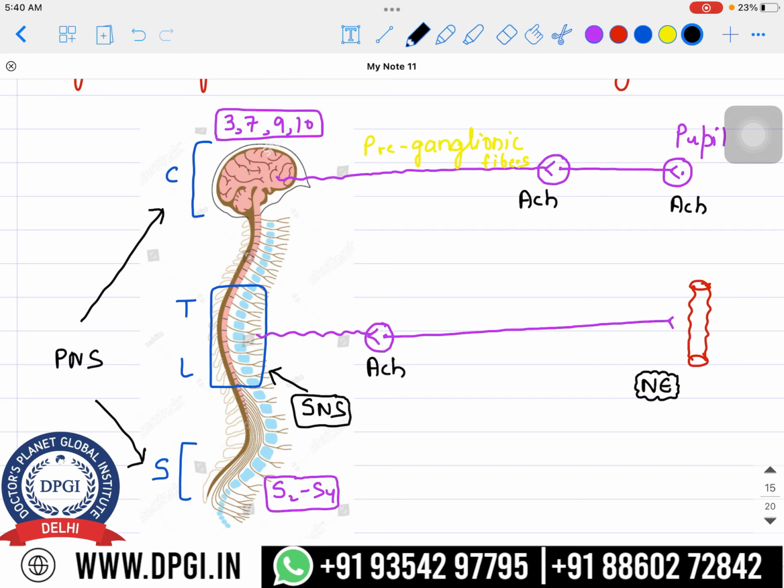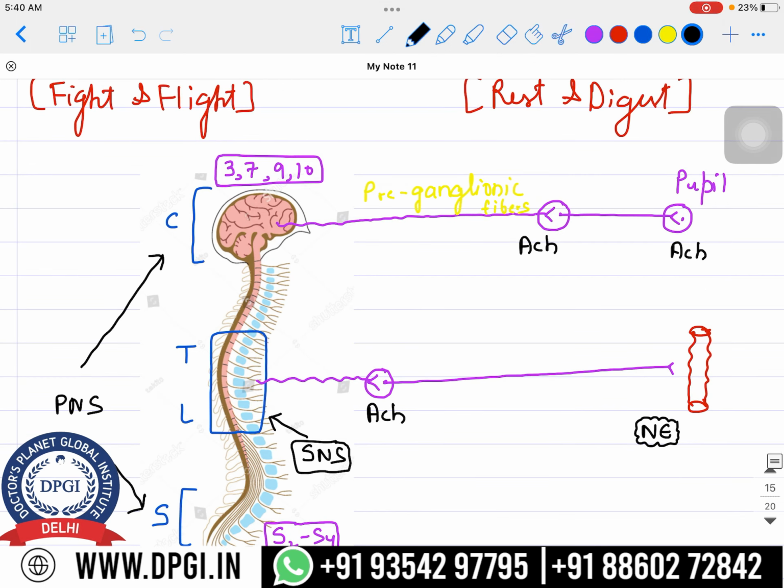The second thing, as you can see here, is that preganglionic fibers are longer in the parasympathetic nervous system but shorter in the sympathetic nervous system. At the same time, these are the postganglionic fibers, because they are present after the ganglion. Postganglionic fibers are shorter in the parasympathetic nervous system, but longer in the sympathetic nervous system. This much you should know.